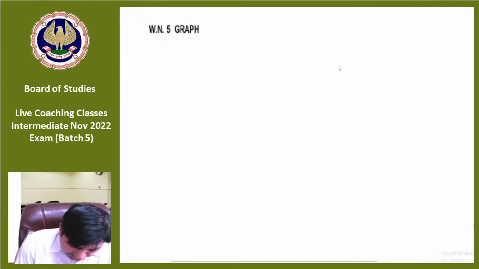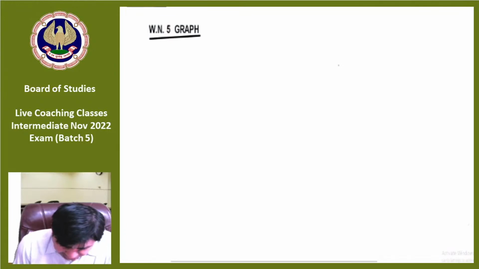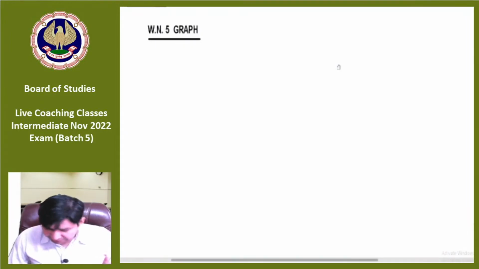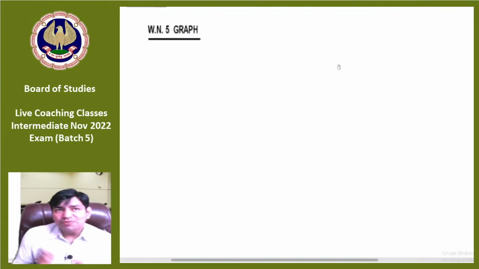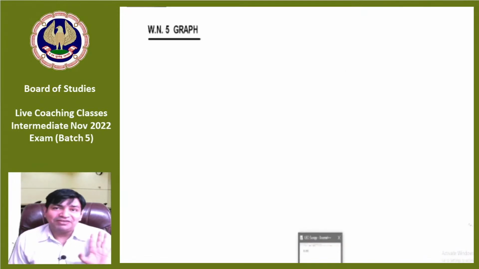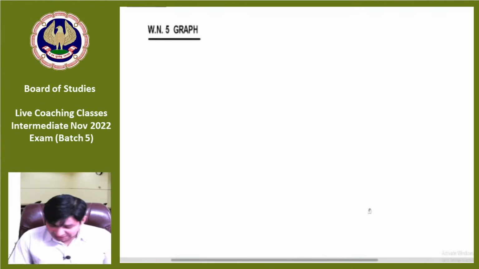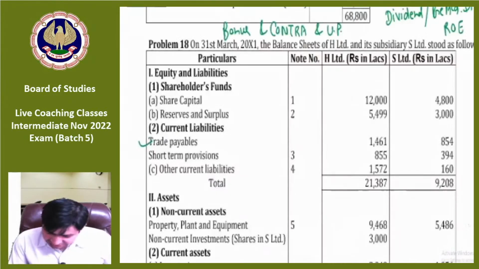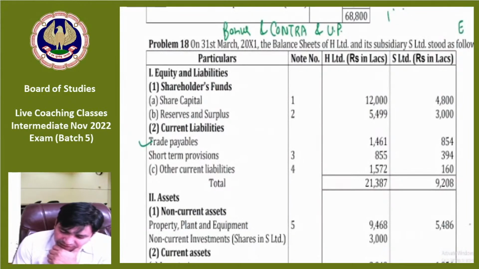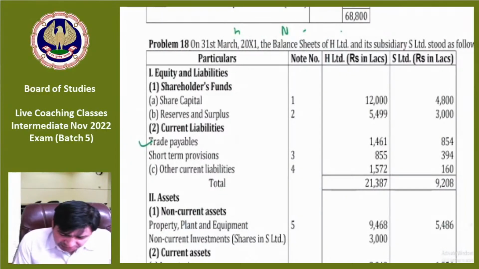Beta, in the exam, you will not have so many adjustments in a single question. But still, you must practice a single question. If the same question comes in the exam, then definitely it will be of 20 marks at least. Anyways, okay, let's read it. Read the question, beta. So, beta, this is the balance sheet of both the companies, holding and subsidiary company, and the balance sheet date is 31st March 2021.